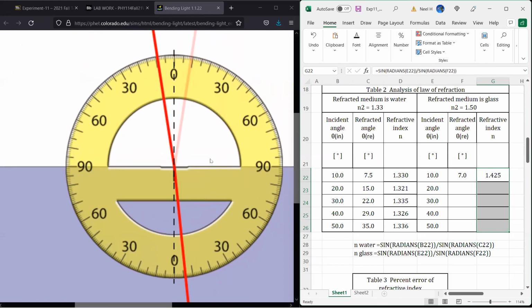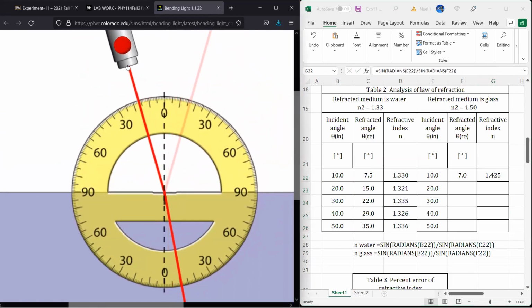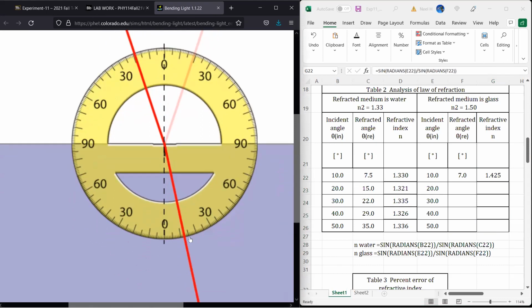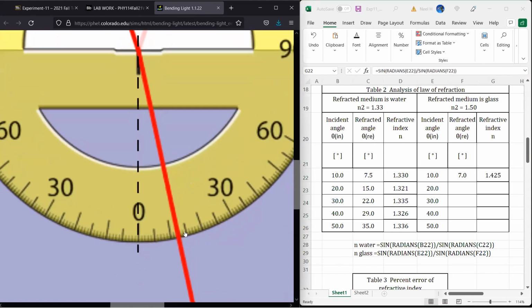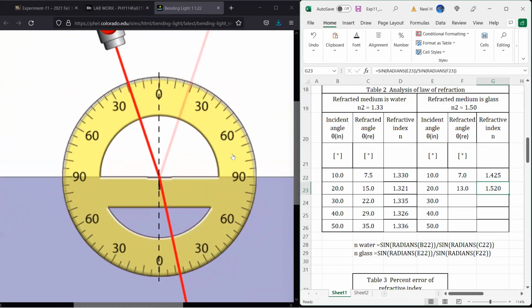All right, let's do maybe 20-degree incident. If you do 20-degree, I'm measuring to the outer edge right here on the red line, outer edge on the other side right here. 10, this is 15, 14, around 13. 13, then click and drag the calculation. That looks good. We're expecting 1.5. First data point, I have a little bit of error, but the second point is very good. It's very close. And let's do a couple more data points.